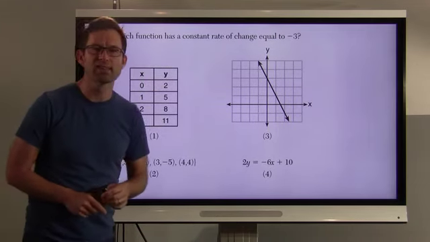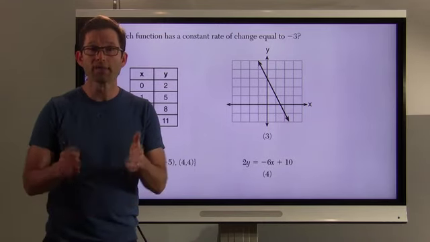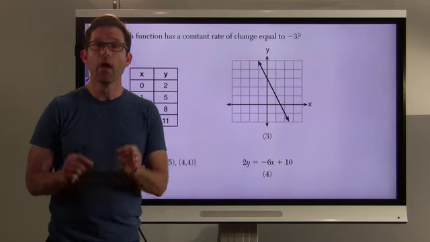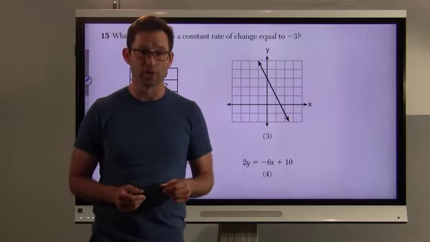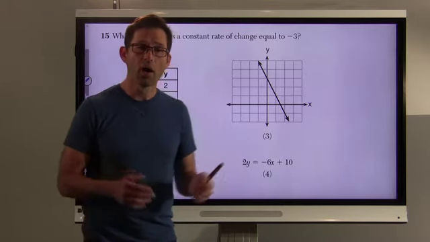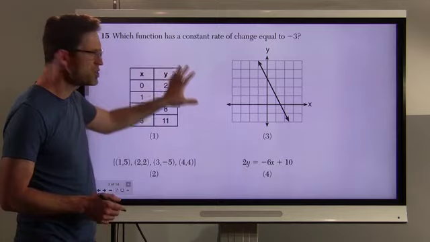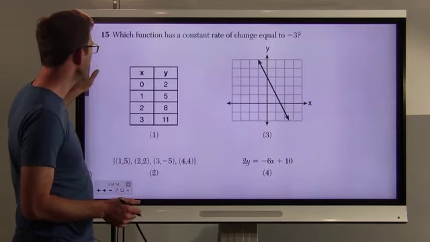It says, which function has a constant rate of change equal to negative 3? Constant rate of change equal to negative 3. The only types of functions that have constant rates of change are linear functions, functions that, when graphed, look like lines. All right, so let's take a look at this and try to figure out which one of these it is. This comes from one of the exams. I didn't note which one.